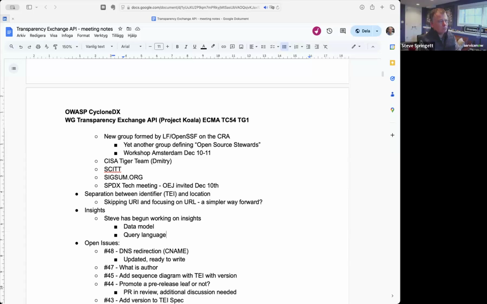But do we have any query language or similar in Dependency-Track? We do not. However, I am seriously considering using either CEL directly or a derivative of CEL, the Common Expression Language, because that's what Dependency-Track uses for its policy engine.